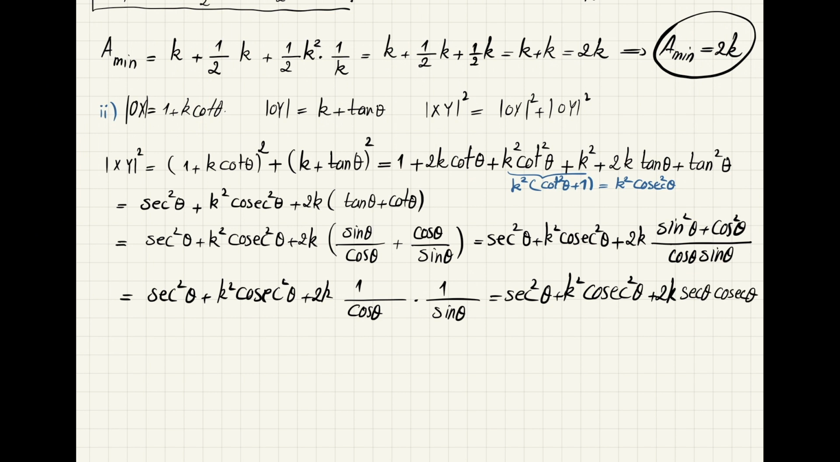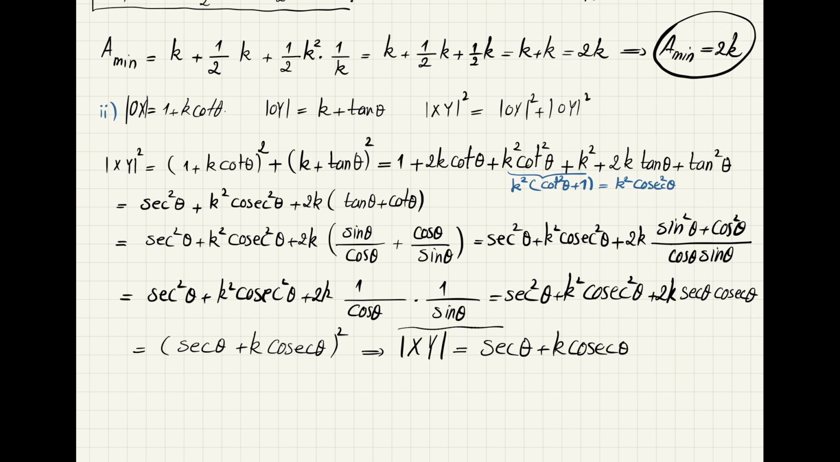Okay? Now, if you look here, this is a complete square. You can simply write it as (secant of theta plus k times cosecant of theta) to the power of 2. So what does it mean? It means that the length of my hypotenuse is equal to secant theta plus k cosecant of theta. Good. Okay, so there is no plus and minus, by the way, because secant theta and cosecant theta and k are all positive.